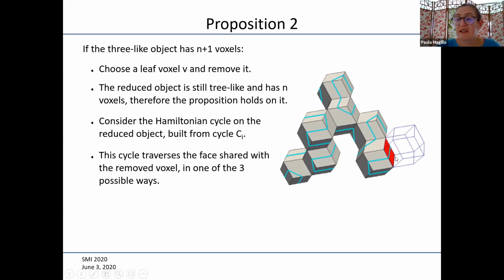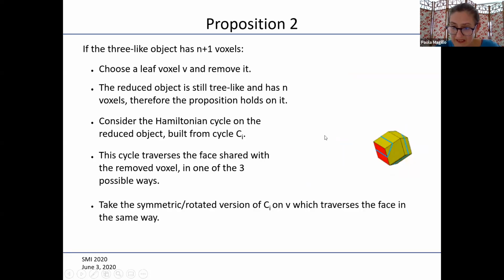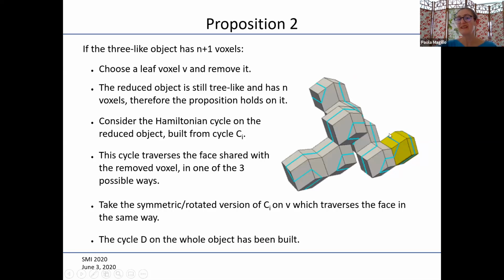And we choose on this missing voxel, well, the removed one, a rotated or symmetric variant of Ci that traverses this face in the same way. And we attach to the object the other voxel with that cycle. Okay, this is the cycle and this is attached. And in this way, we have a cycle on the entire object. So the proposition is demonstrated.